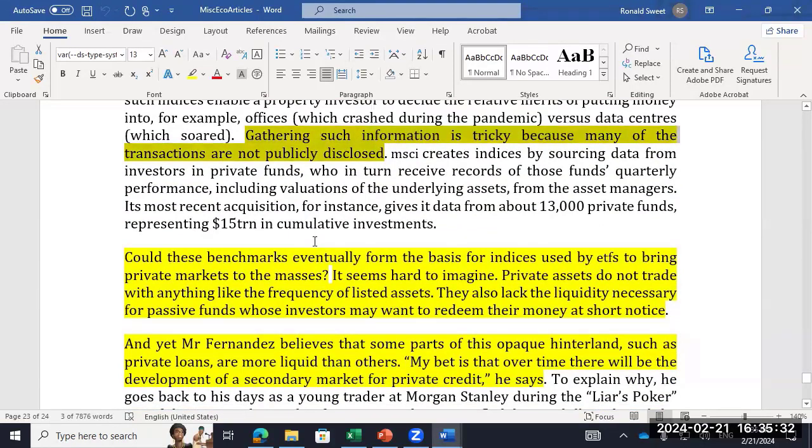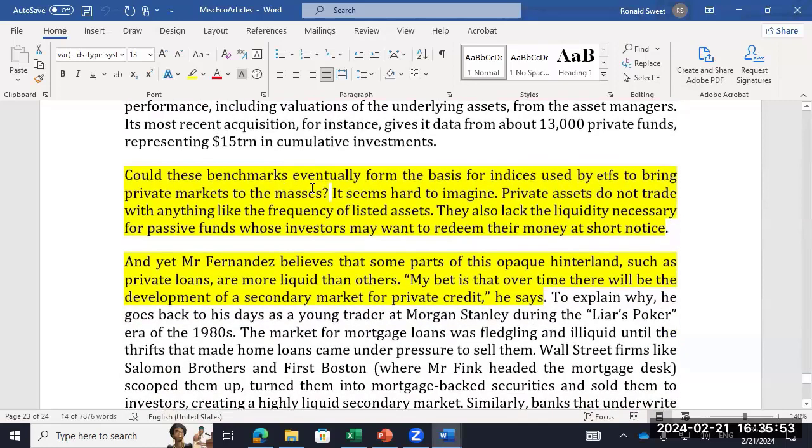So how do you do this? How do you create an index? Are they going to actually create an exchange traded fund of this private equity, or are they simply going to create an index so people with private equity can see if they're beating the market or not? It looks like they're doing more of the second, but that's tricky because the data is not public. So it's really hard to get the data. So they're trying to be in the benchmark business. But if they do that, could they use that to create ETFs?